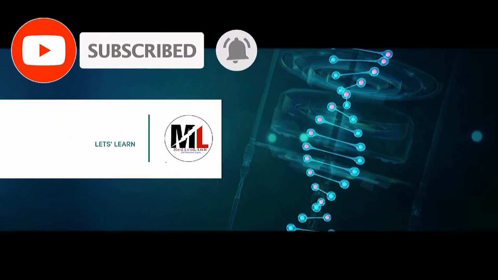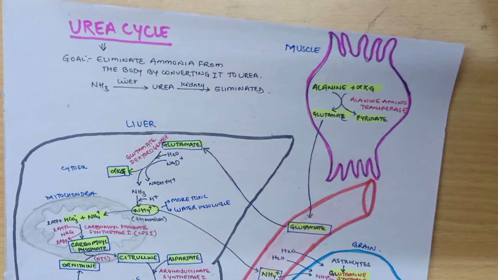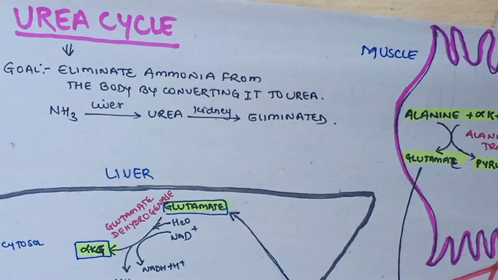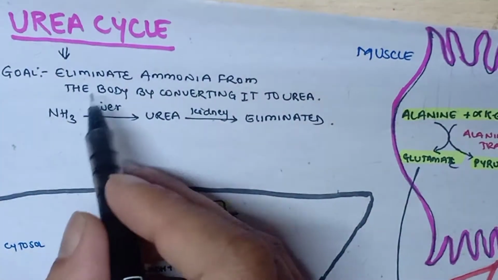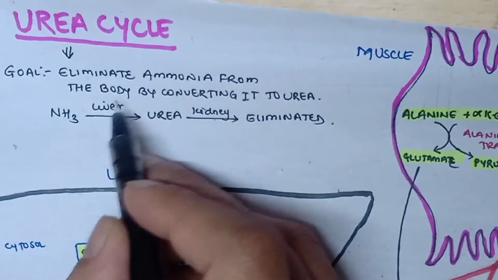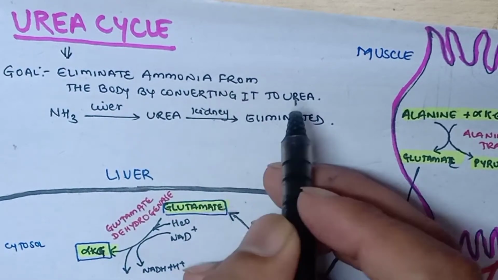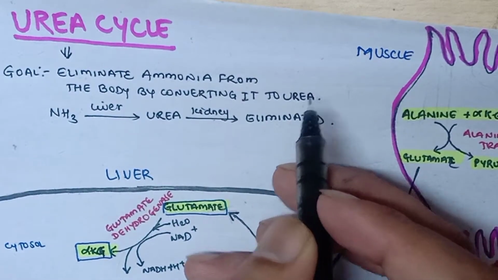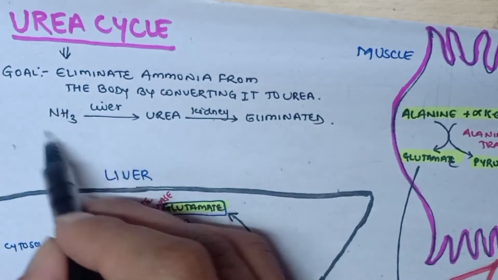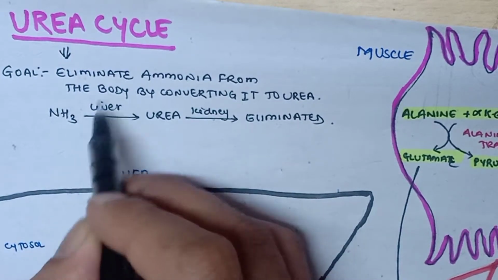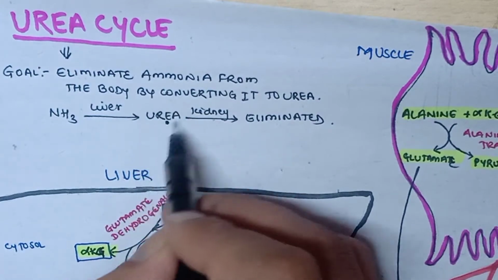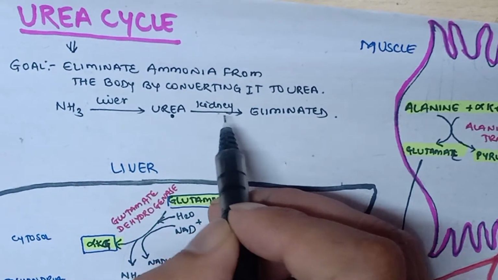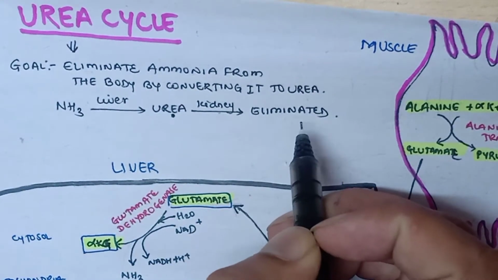Let's learn. Hello friends, today our topic of discussion is the urea cycle. The main goal of the urea cycle is to eliminate ammonia from the body by converting it into urea. So the ammonia present in the body is taken to the liver where it gets converted into urea. Urea thus formed is taken to the kidney and it gets finally eliminated.